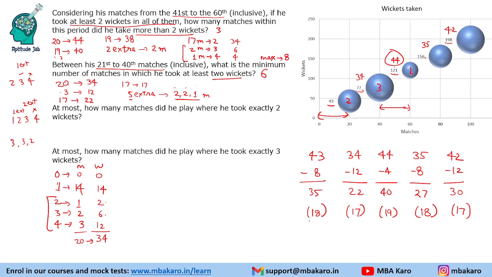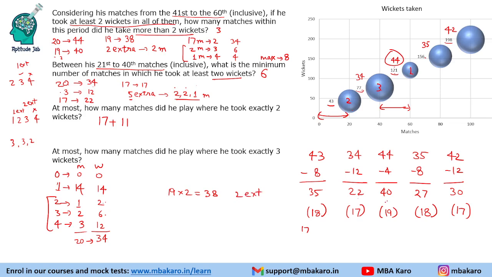So exactly 2 we can have 17 times. 17 into 2 plus 1. So 17. 22 we can make 11 into 2 and rest of the matches 0 wickets. 19 we cannot make 2 because if we make 19 into 2 that will be just 38 wickets. Okay. So we cannot make 19 into 2. Instead what we will have to do is we have to assign 2 extra wickets.